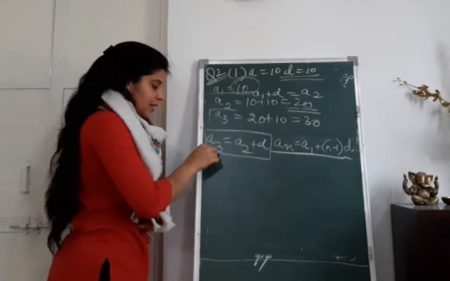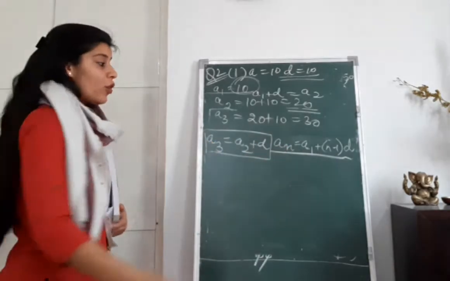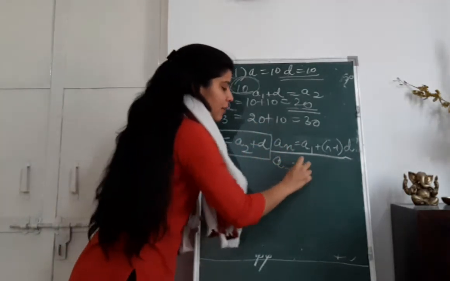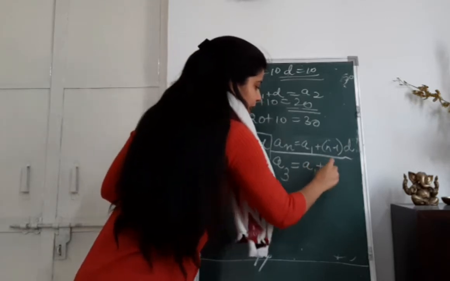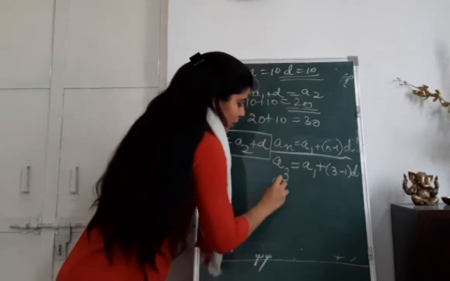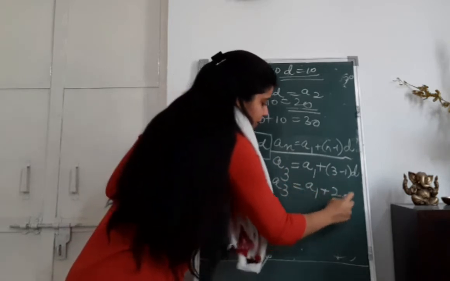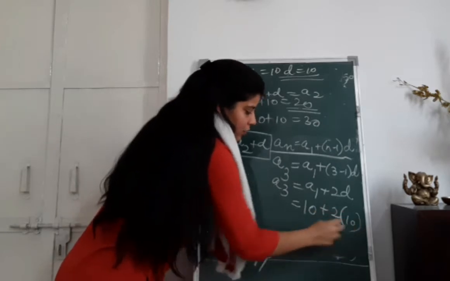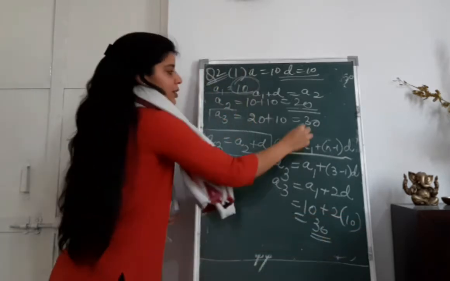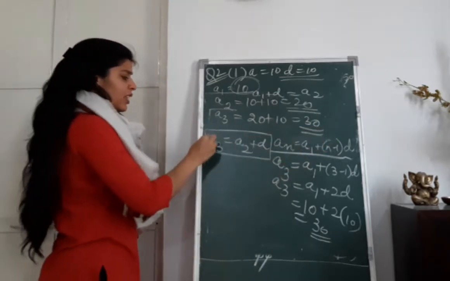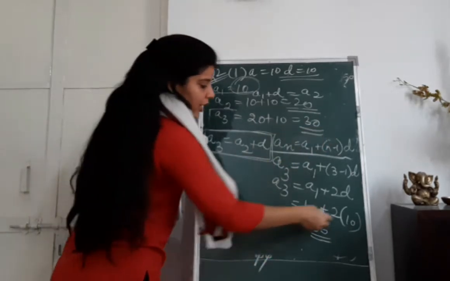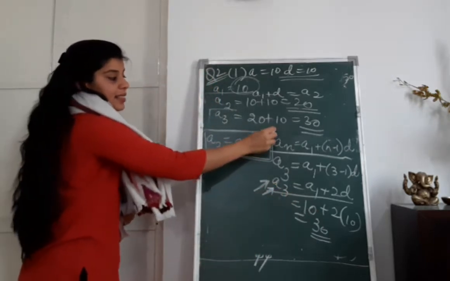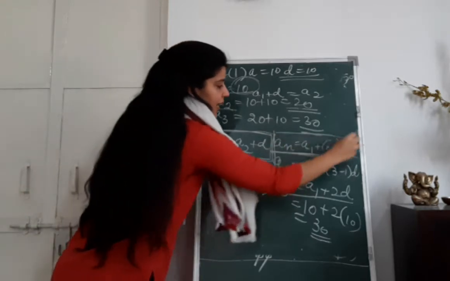One way of getting it is this, or another way is through this formula. We have to find the third term. So A3 will be A1 plus 3 minus 1 into D. So A3 is equal to A1 plus 2D. A1 is 10, 2 into 10, so we get 30. Same. So either you can use this formula or that one, but it is always better to use this formula because it is the general form.